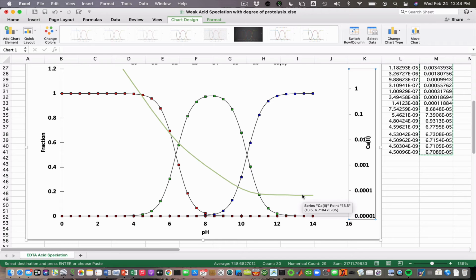Exactly. But at pH 8, it's decreased by almost several orders of magnitude. That's going to be 9, 1, 2, 3, 4. Looks like 9 times 10 to the minus 4.